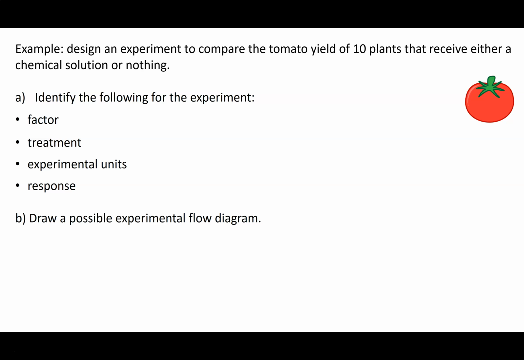So here we have a design, it's about tomatoes. We have 10 tomato plants, and they're going to receive a chemical solution or nothing. And we want to look at tomato yield. I'm not sure what you measure it in. It could be in weight, it could be numerous things, number of tomatoes, I don't know. But yeah. So to start with, response, it's what I'm measuring. That's my tomato yield.